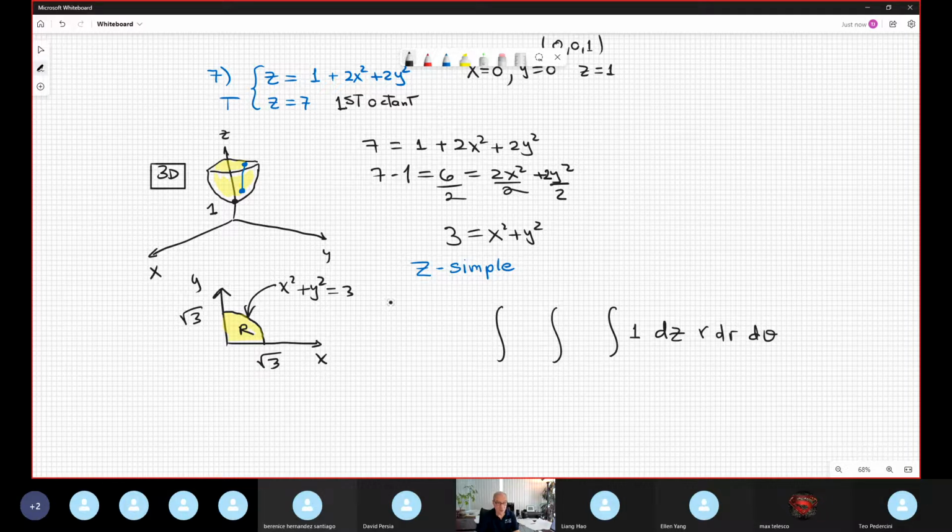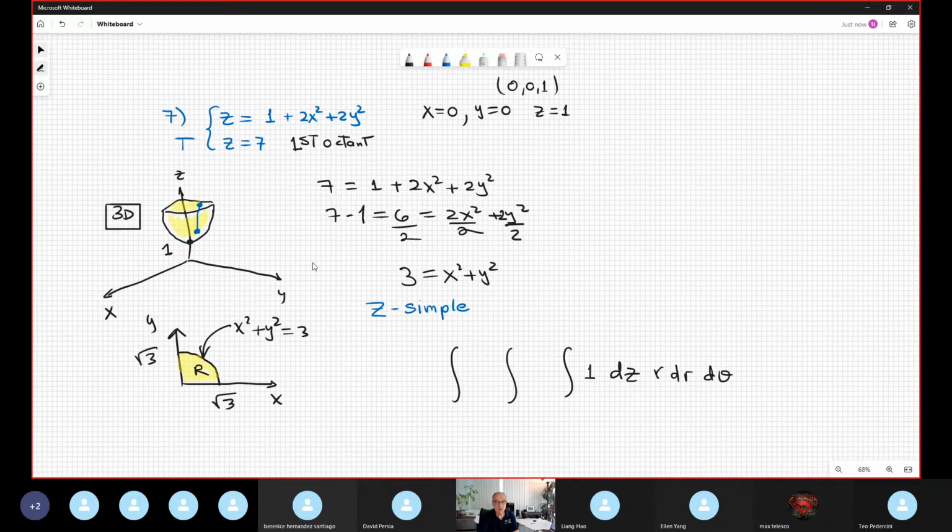Now z goes from z of the paraboloid. Z of the paraboloid is this. I want to copy it again. So z of the paraboloid is the bottom part. Z of the paraboloid to z of the plane. Z of the plane is easy. It's 7. This is easy. Z of the paraboloid is a variable. It is 1 plus 2 times x squared plus y squared, but I cannot write it like that because those are variables of the Cartesian. Yes, I changed my problem to cylindrical.